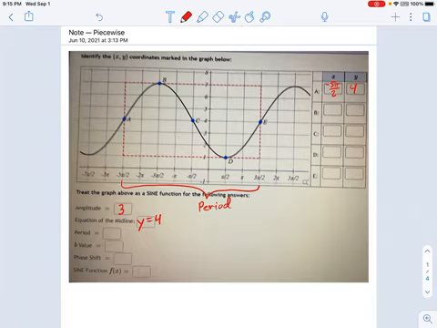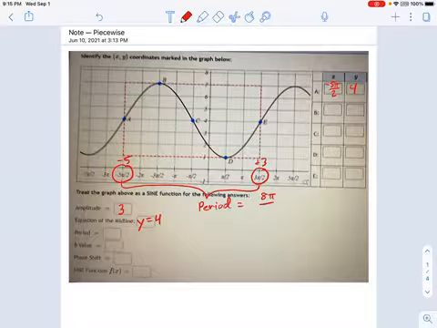And I see that goes from negative 5 pi over 2 all the way until 3 pi over 2. So how many pi over 2s am I going? There's negative 5 over here, and it goes all the way up to positive 3 pi over 2s there. So I have a total of 8 pi over 2s. Okay, that'll be 8 pi over 2.